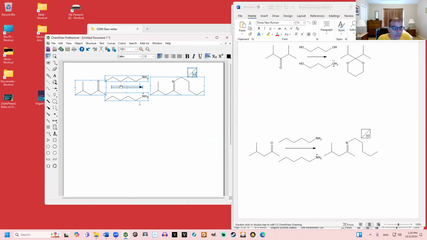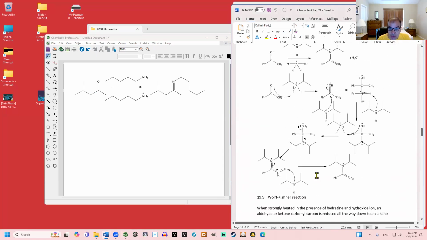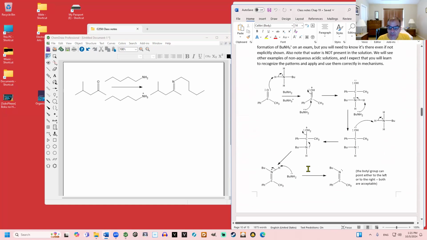So this is the mechanism we're doing next. This is an imine formation reaction. The way we know that is we're given a ketone or an aldehyde with a primary amine and an acid catalyst that gives us the conjugate acid of that primary amine. Other than that, the mechanism is going to be identical to what we learned in the class notes for forming any imine.